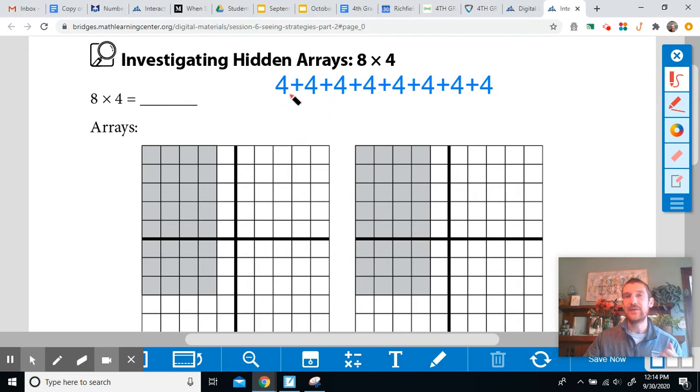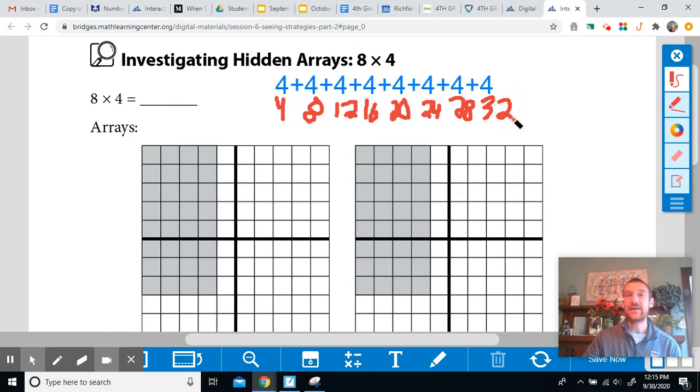So they might do something like this. You might go 1, 2, 3, 4, and then write down 4 there. 5, 6, 7, 8, 9, 10, 11, 12. Sorry for my sloppy writing. 13, 14, 15, 16, 17, 18, 19, 20, 21, 22, 23, 24, 25, 26, 27, 28, 29, 30, 31, 32, okay?